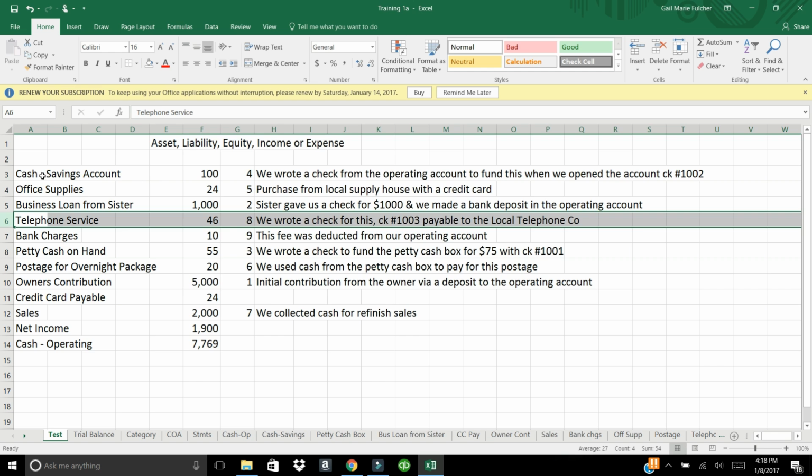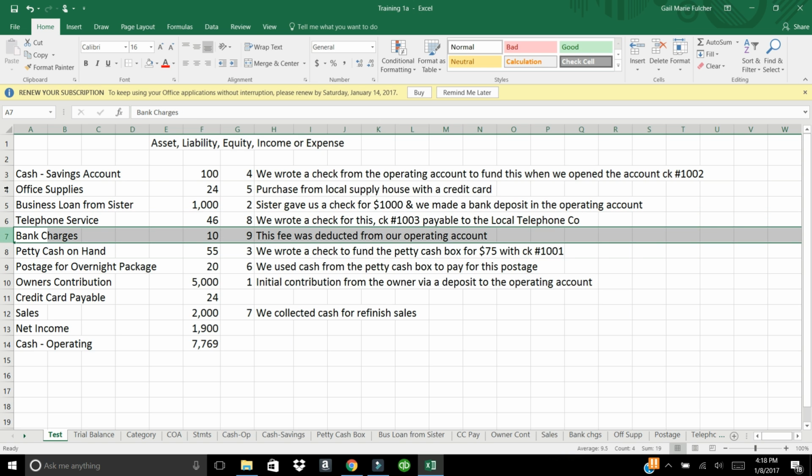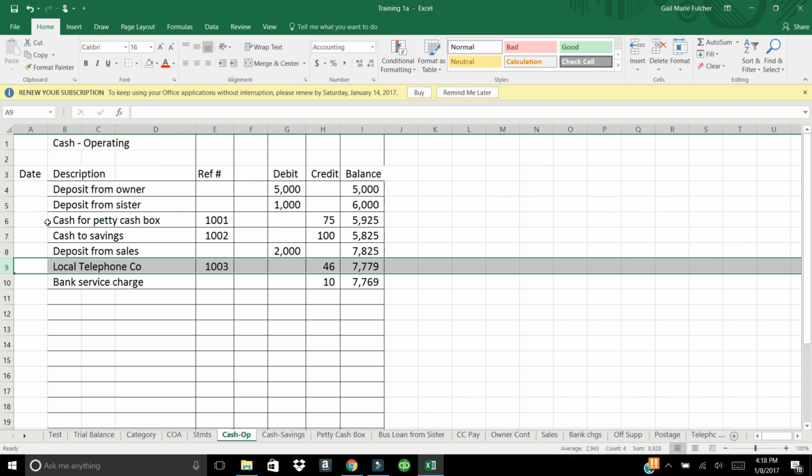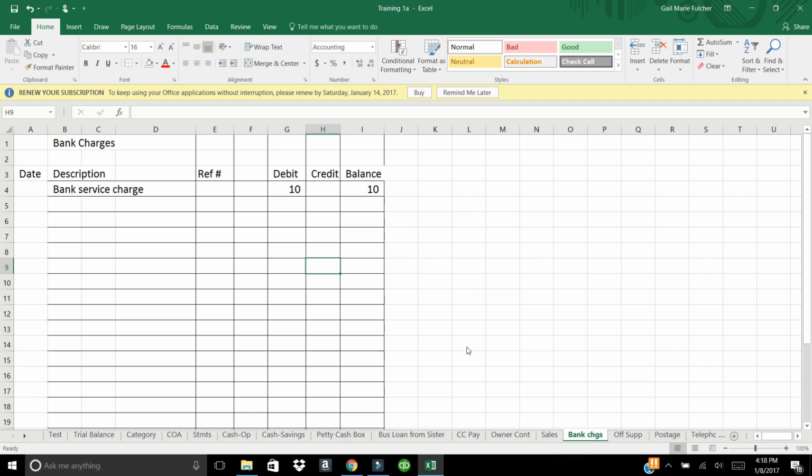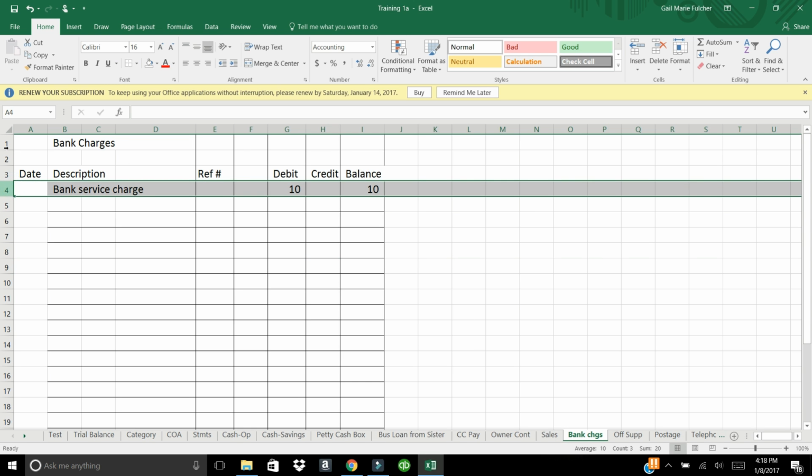Number 9, we had a $10 fee deducted from our operating account. So you just go to the cash in the operating tab, you record your bank service charge. The credit is $10 because we're reducing the amount in our bank account. Now our balance is $77.69. The other side of this entry is a bank charge in the expense section. So we have a bank service charge, a debit of $10 and a balance of $10.